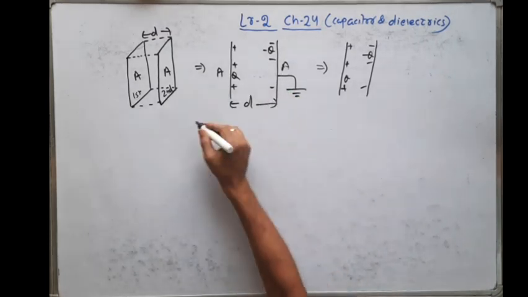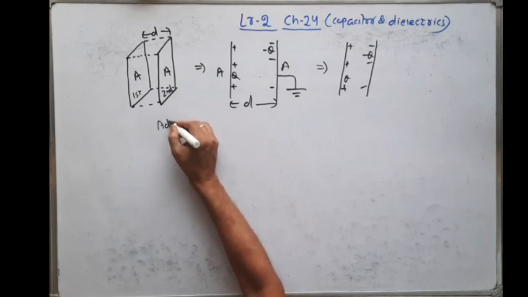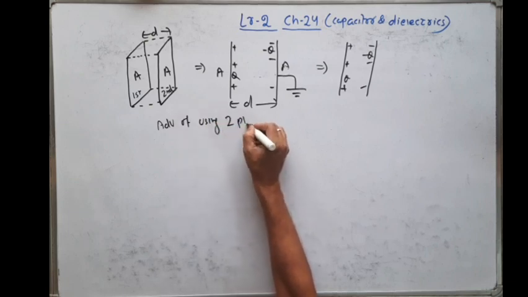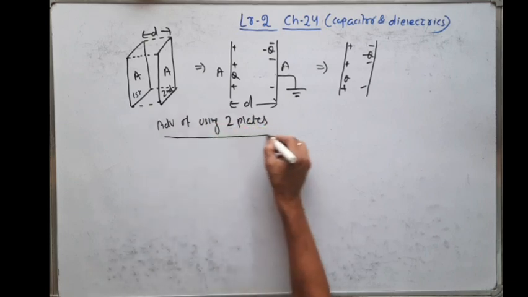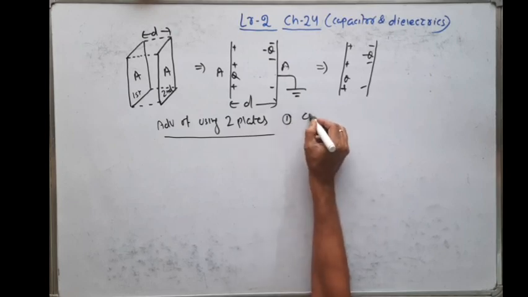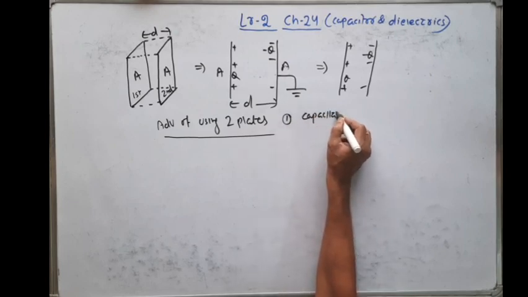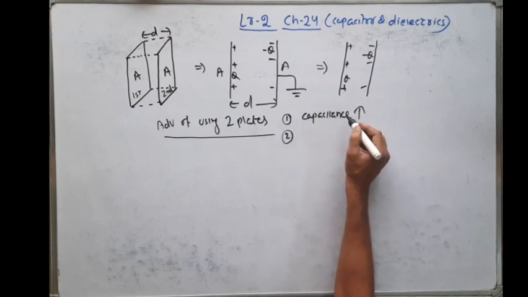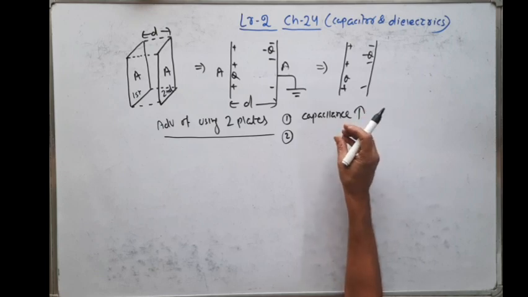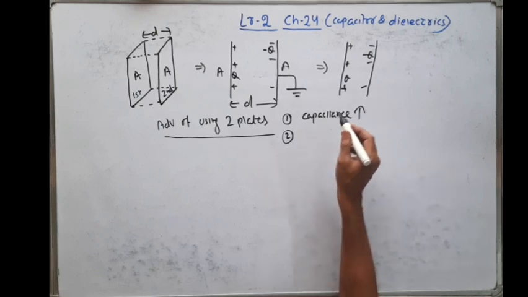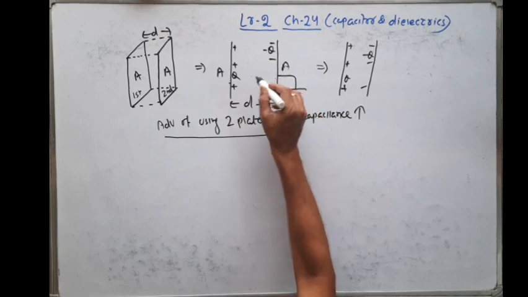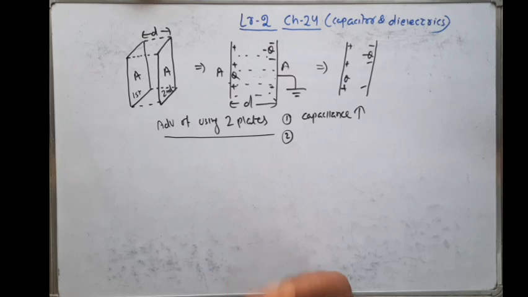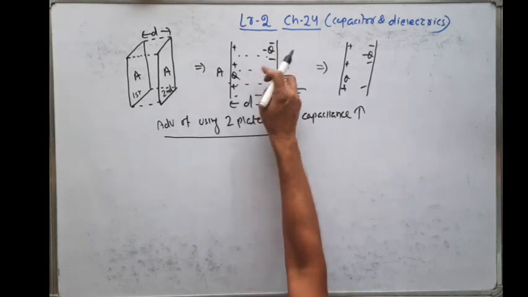Here I can write the advantages of using two plates for a capacitor. The first advantage is that the capacitance value increases, we have proved. The second point is that the charge carrying capacity will increase. Within the positive plate to the negative plate there is a dielectric. If it is air, it is called an air capacitor. If the dielectric is glass, it is called a glass capacitor.